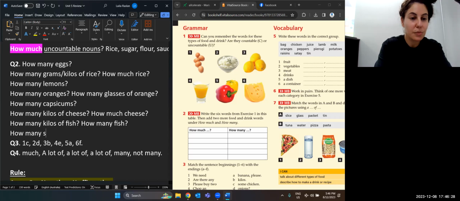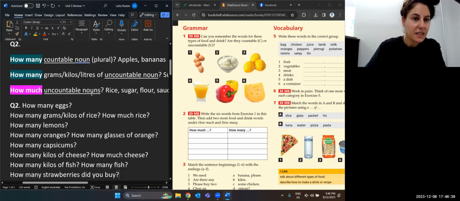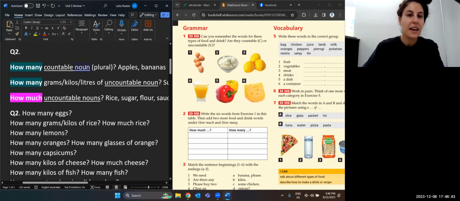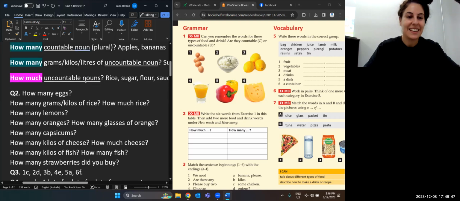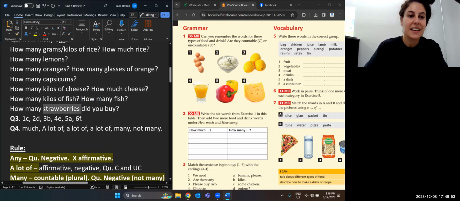How many strawberries did you buy? Yeah, how many strawberries did you buy? Strawberries, it does work because it's a countable noun, 2 strawberries, 3 strawberries, but usually we don't buy them separate. We buy them in packets. So, I mean, it's true because it's a countable noun. You could say how many strawberries.